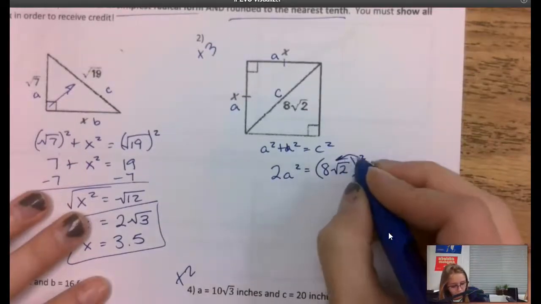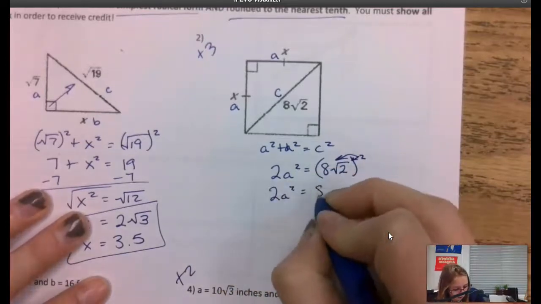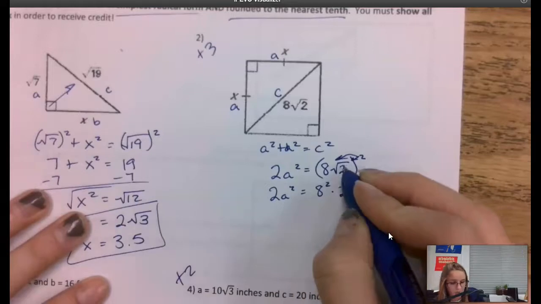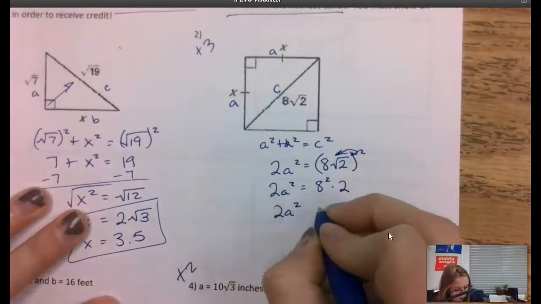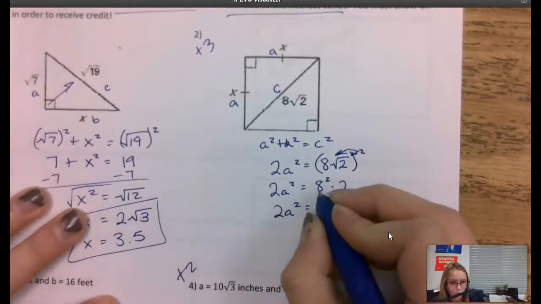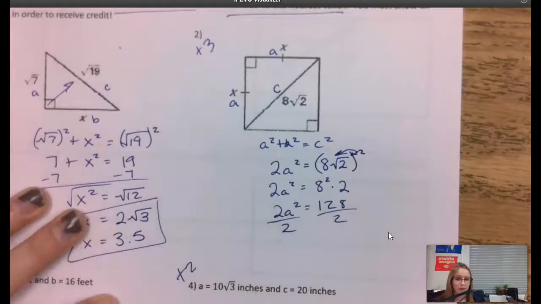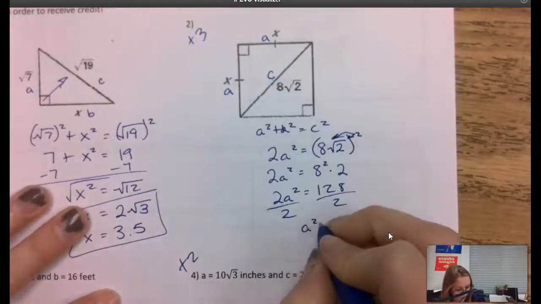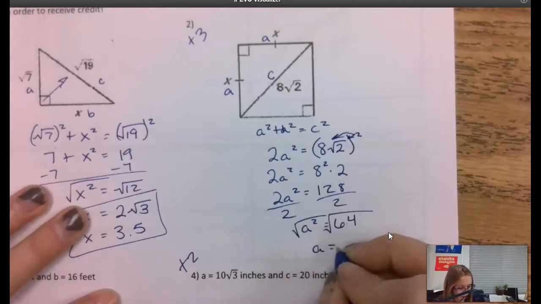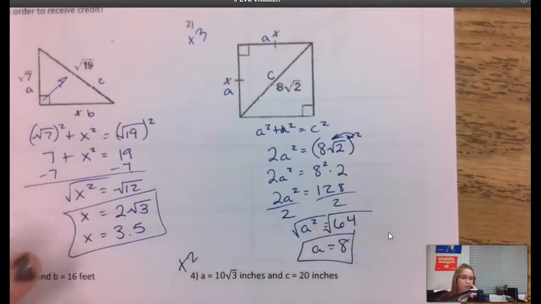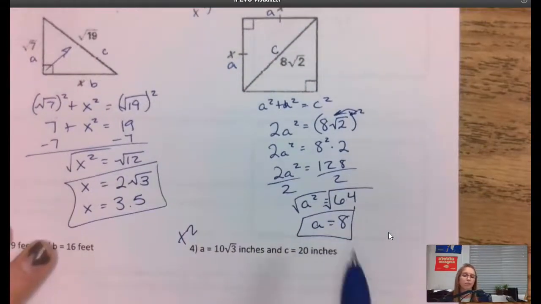So this distributes to both terms, and we get 8 squared times 2, because the root and the exponent cancel. So we end up with 64 times 2, which is 128. Divide by 2 to get a squared by itself, and we end up with 64. The square root of that is 8. In this situation, we didn't have to write this in simple radical form because it simplifies to 8.